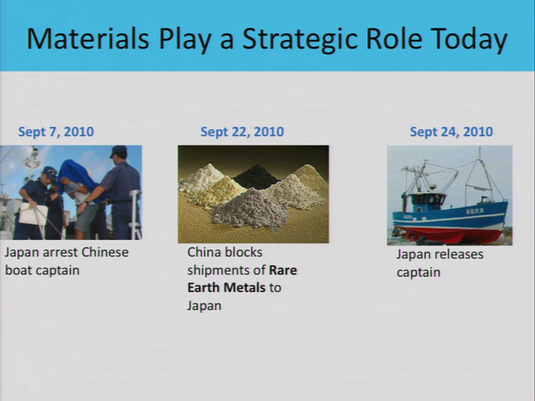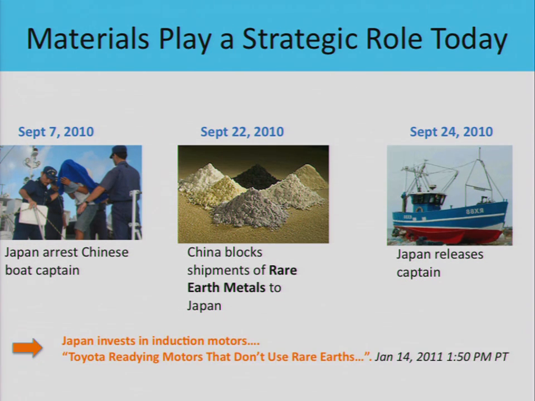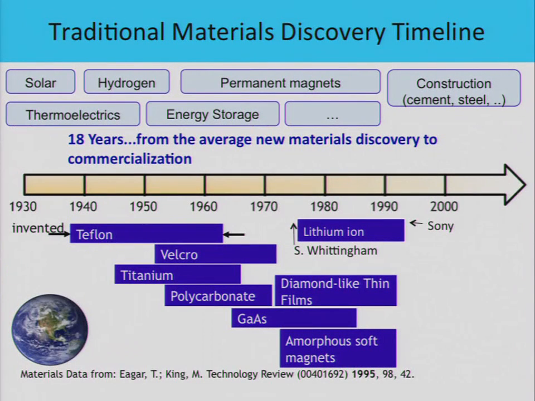But the Japanese are smart, right? They don't want to be dependent on China. So they started right away investing in induction motors, which don't use rare earths, and don't use the permanent magnets that rare earths enable. And I think in 2011, they announced that they are now ready to use these induction motors. But that's just one example. Rare earths are used in a lot of different things. We've actually had a large research initiative here in the US that was recently launched for critical materials innovation. So again, a materials problem that is causing even political ramifications.